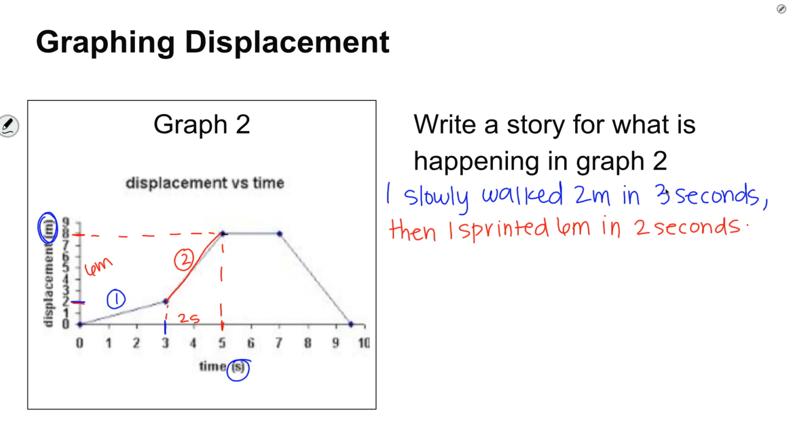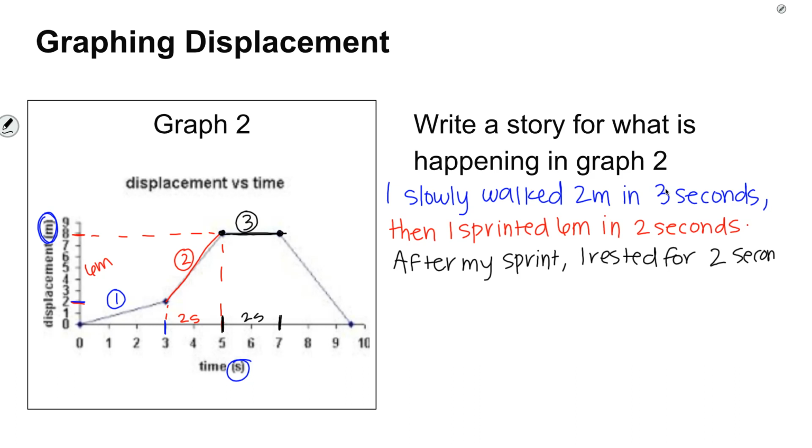My third segment here, I see that it's a flat slope. And I remember that means I stopped. I just sprinted. I need a break. So I took a break from 5 seconds to 7 seconds. So that's another 2-second segment. And my distance stayed the same. So I started at 8 meters and I ended at 8 meters. So after my sprint, I rested for 2 seconds.